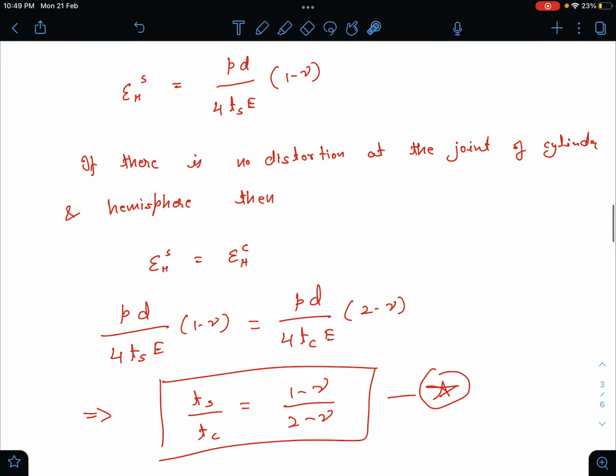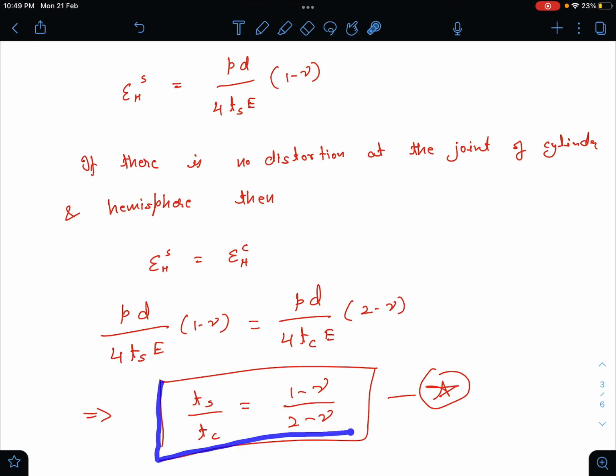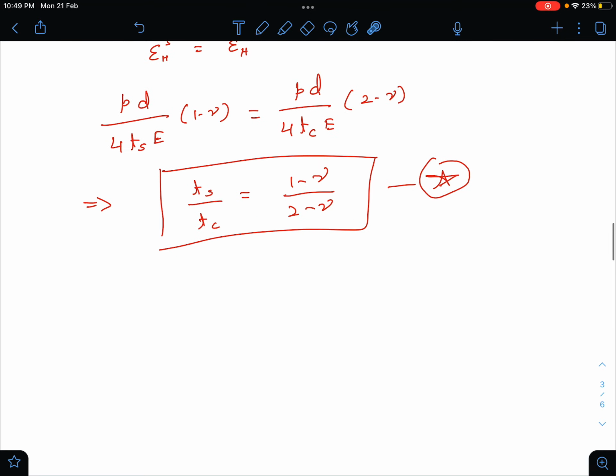If we equate the expressions for the two like this, we will get a relation between thickness of cylinder, that is this one, and the thickness of sphere. So the thickness of spherical shell and thickness of the cylindrical shell should be related to each other according to this expression. Okay, if the thickness has this relationship, then there will be no distortion at the joint of the cylindrical and hemisphere.